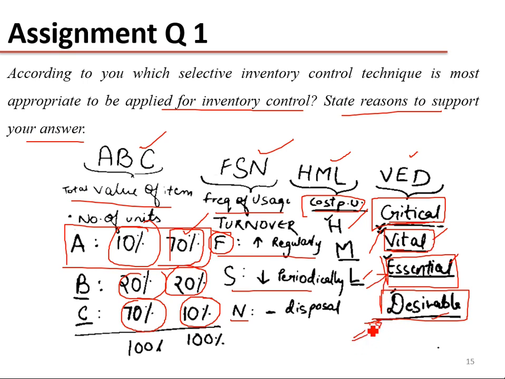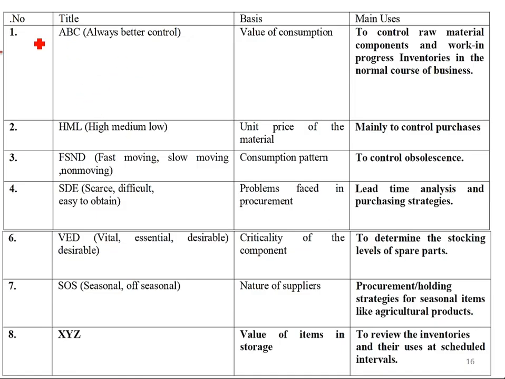But if you use this tool over there, that means it is going to be helpful for the workers. So we are going to differentiate the things based upon vital, essential, and desirable. This is the basic difference between all these three, and this is the broader difference between all the inventory controls we have studied in the previous lecture.